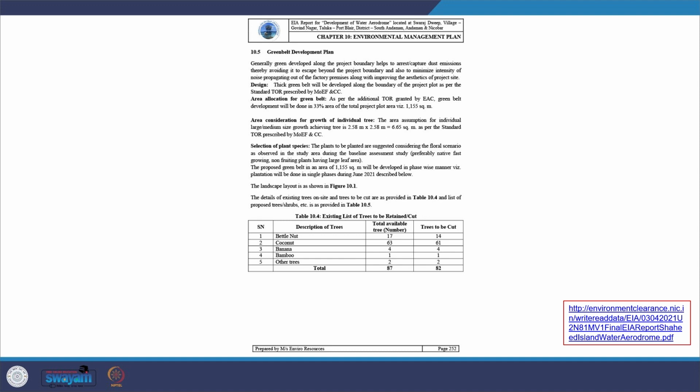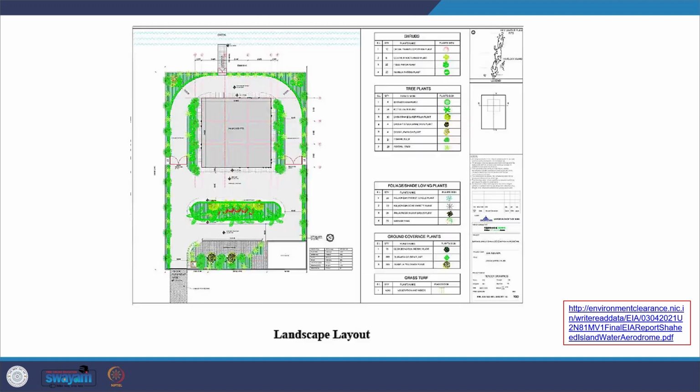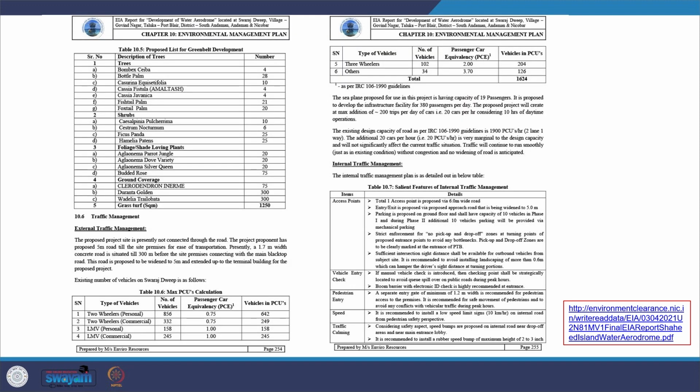So there are 87 trees to be cut, 82. And then how they're going to develop the green belt around it. So they have prepared the drawings and numbers, and the proposed list for the green belt has also been provided. So likewise, you also see they have worked out the traffic management, how they're going to manage the traffic, the internal traffic, how they're going to take care of it.